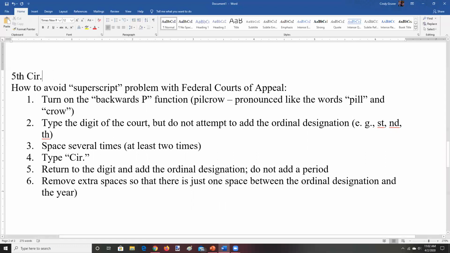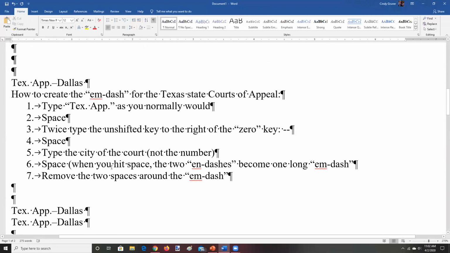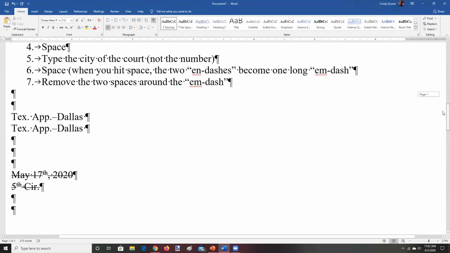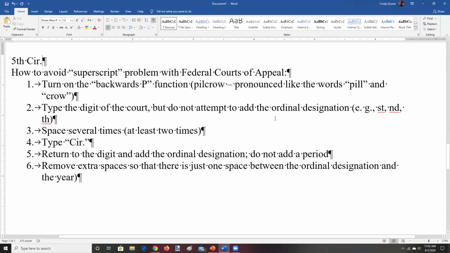And so how do we avoid the superscripting? Well, here is the way. We're going to again turn on that Pilcrow that we learned about right here, and that's going to help us. It's helpful to have the Pilcrow on for this too, but you can probably do it without the Pilcrow. But for this one, you probably are going to want to have it turned on. Okay, so we're going to type the digit of the court. Doesn't matter which one. We're going to do the 11th Circuit this time.